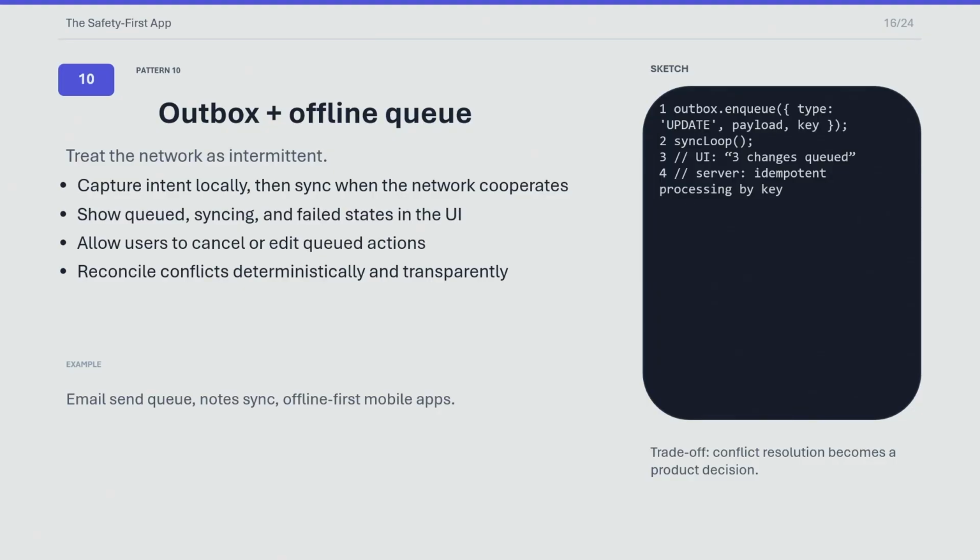Number 10, outbox and offline queue. We need to keep treating the network as possibly intermittent. Capture the intent locally, then synchronize when the network cooperates. We need to ensure that we have a good balance: what actions can we capture locally and what actions can we actually synchronize accordingly.